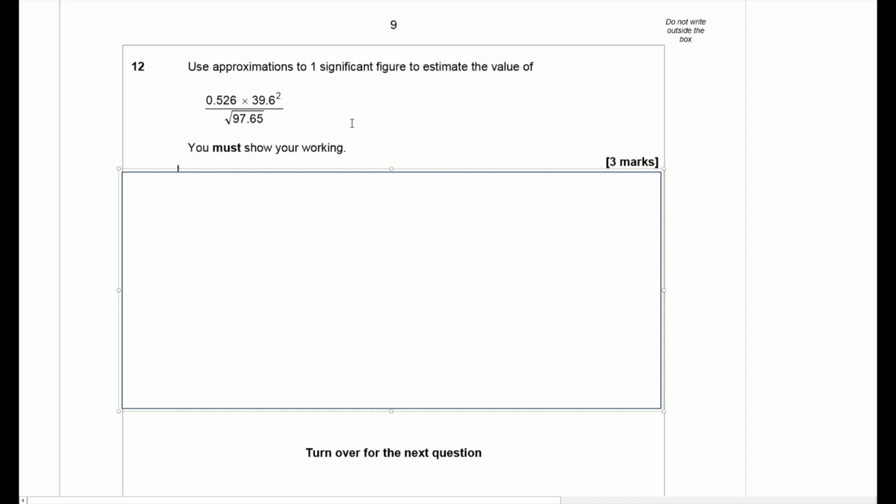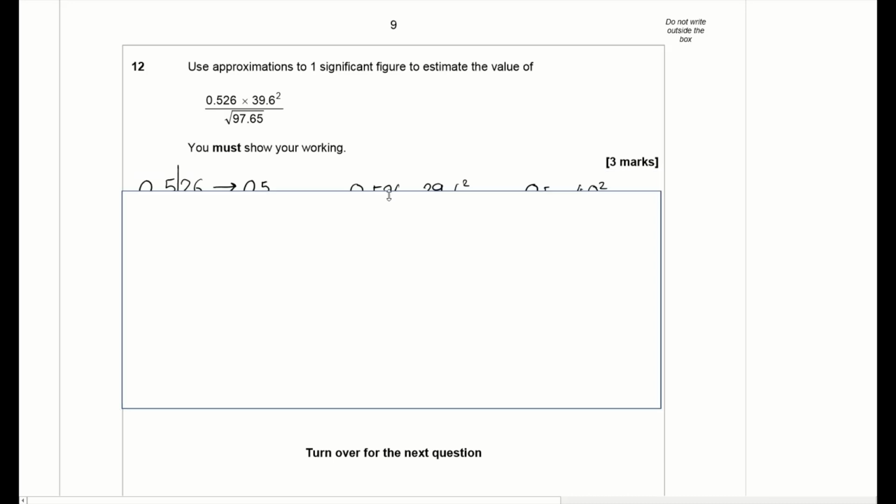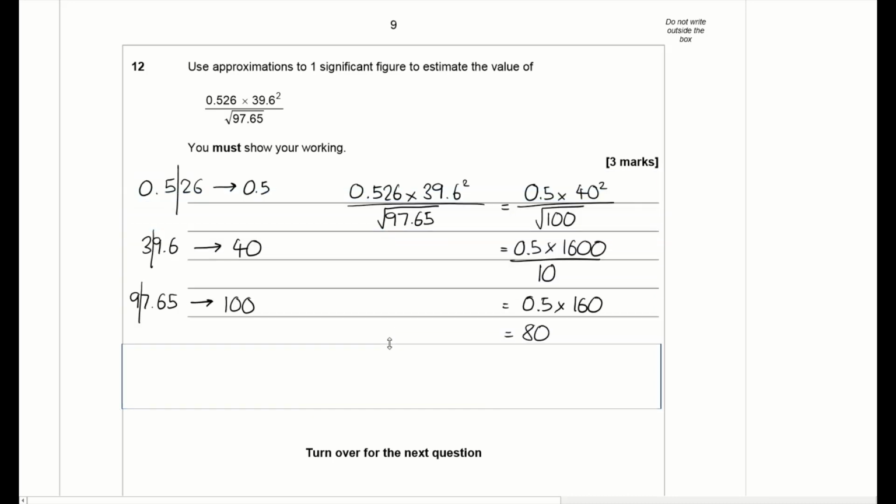Now you can already see they're doing that with 0.526. So a common error here might be to say, well, that will just round to 1. It will not do, because one significant figure actually refers to the 5. That's the first significant figure there. The others are more straightforward.